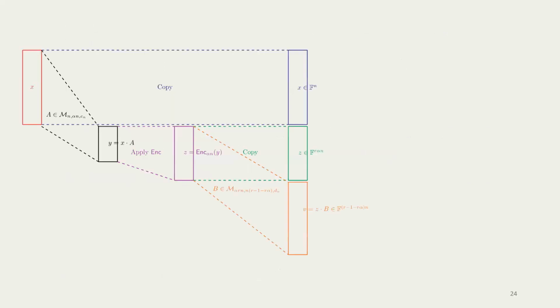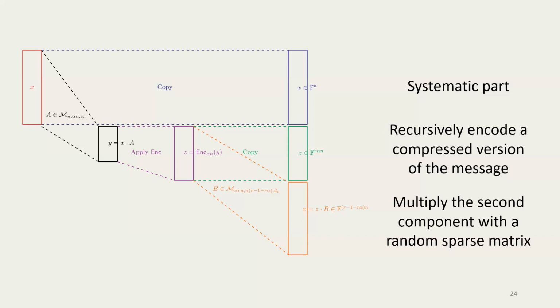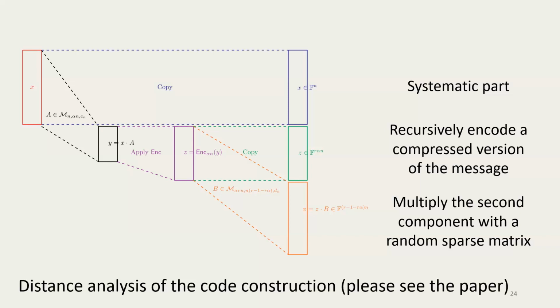It may be easier to visualize this. On the left side, I've depicted the original message. On the right side, I've depicted the encoded message. The first component is the systematic part, which just copies the message. The second component is obtained by recursively encoding a compressed version of the original message. And the third part is simply the multiplication of the second component with a random sparse matrix. The paper provides a detailed analysis of this code.